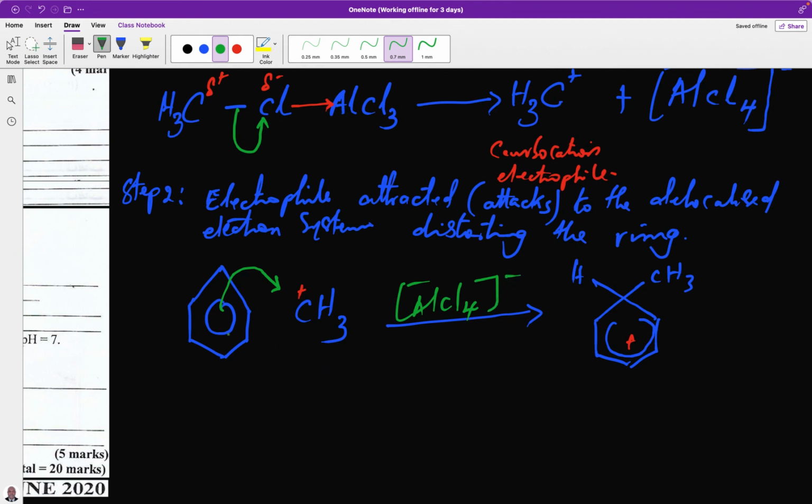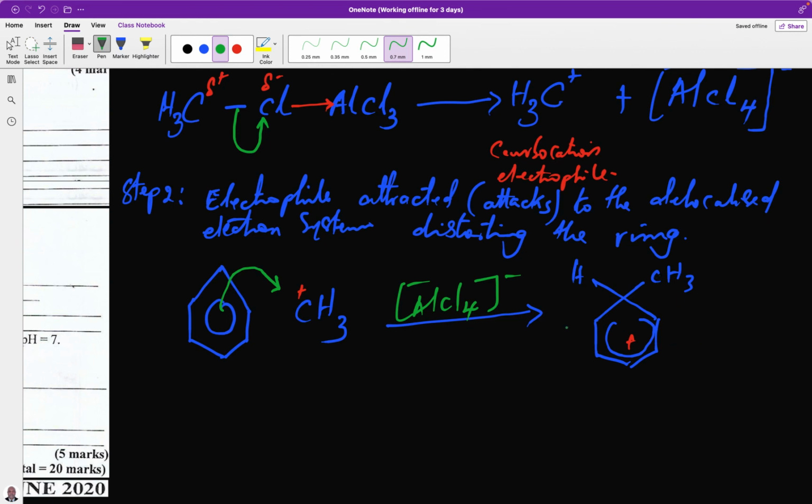Here, what is happening is that the electrophile is attracted to and attacks the benzene ring, therefore distorting it. This electrophile is highly reactive. It needs electrons to bond itself because the 2 electrons were taken away by chlorine. So the delocalized electron system will use 2 electrons to form a bond with it. And when the 2 electrons are used, the ring will be distorted. The ring will be partially broken, because the electrophile has attacked it here.